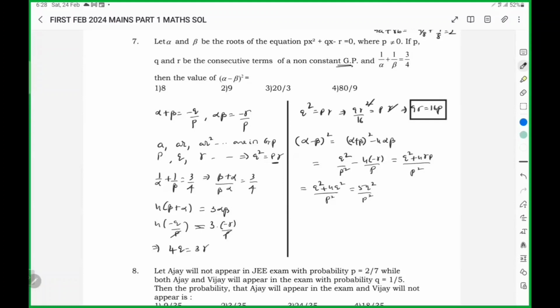So now q square here is 9r square. From this q is 3r by 4, 9r square by 16. From here p is 81r square by 256. So 9 times, r square gets cancelled, which is 80 by 9. Fourth option is correct.